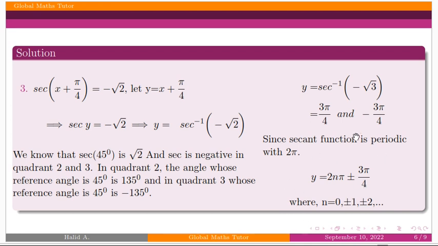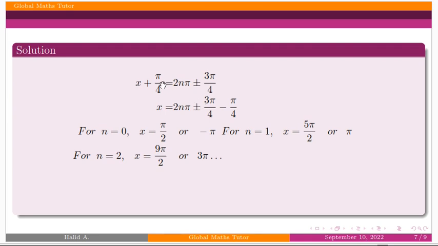After getting the general solution for y, as usual, substitute y by x plus pi over 4, the inner part of the equation, and solve for x. So x will be solved as 2n pi plus or minus 3 pi over 4. This goes to the opposite side, it will be minus pi over 4. Then get a value of x by changing the value of n. For example, for n equal to 0, x can be calculated as pi over 2 or minus pi, because here there is plus or minus.